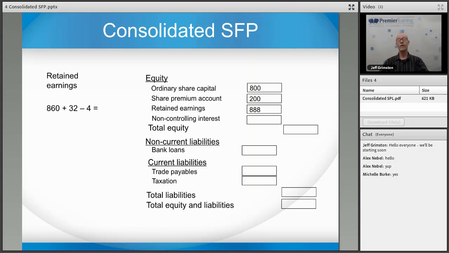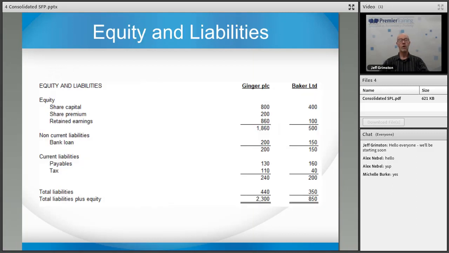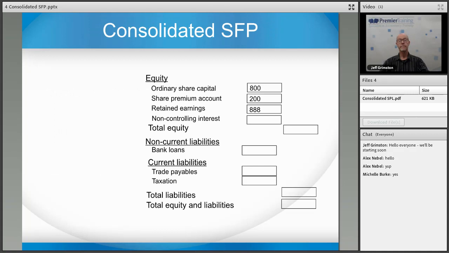This one's a little more complex because of that unrealized profit. So equity of the subsidiary, there we see 400 share capital plus 100 retained earnings. So 500 is the equity of the subsidiary. But then we just need to adjust that by the 10 to leave 490. We own 80%, therefore the other shareholders, the minority interest, now called the non-controlling interest, 20% of 490 is 98. In it goes. So our total equity for the group is 1986.